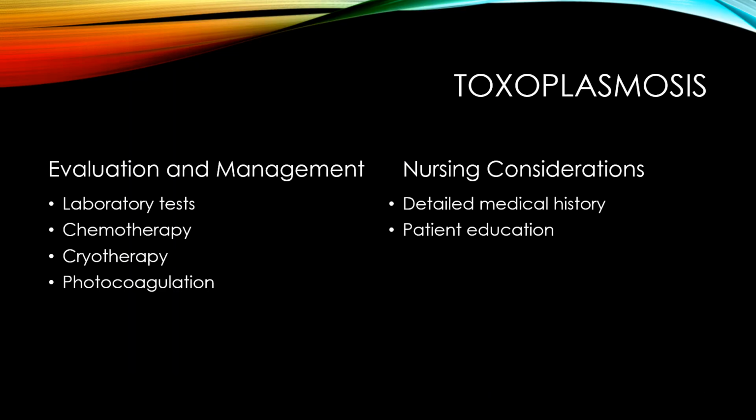So evaluation and management of toxoplasmosis: direct and indirect ophthalmoscopy are standard to diagnose ocular complications. We'll also see positive laboratory tests of antibodies as our definitive diagnosis. Pharmacological management of the disease includes chemotherapy, antimicrobials, and corticosteroids. Other procedures consist of photocoagulation, laser therapy, cryotherapy, cold therapy, usually minus 85 degrees to kill microorganisms there, and possible vitrectomies.